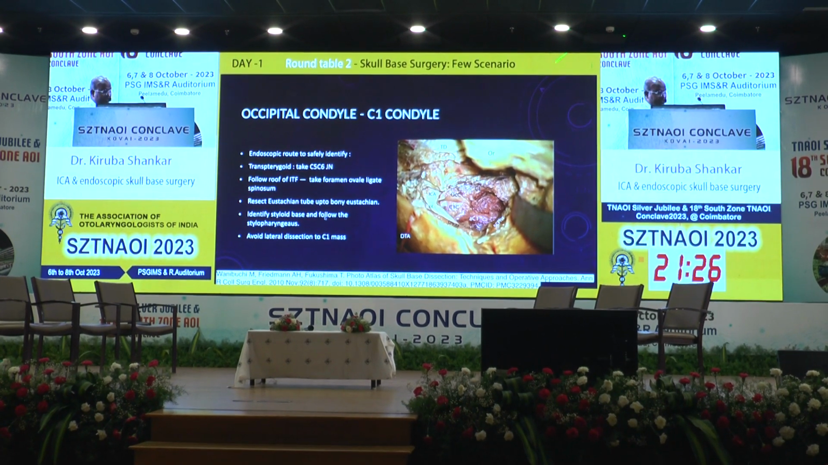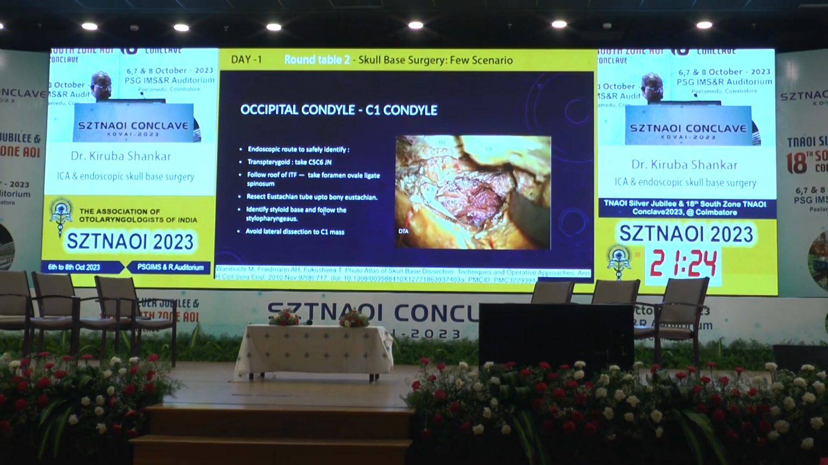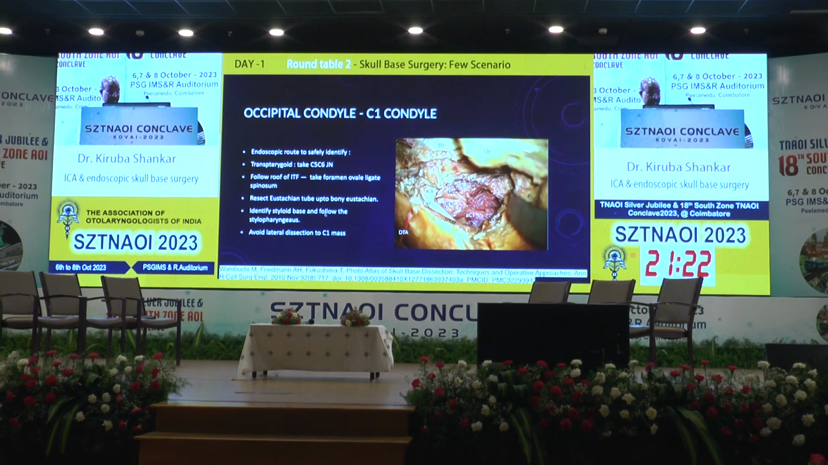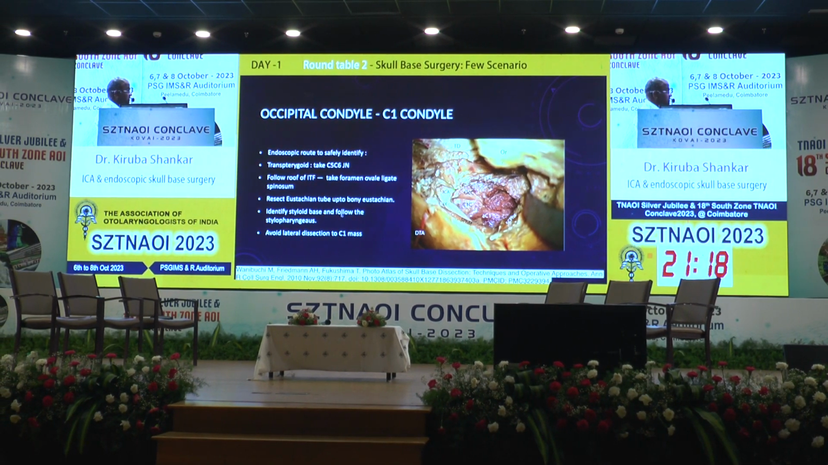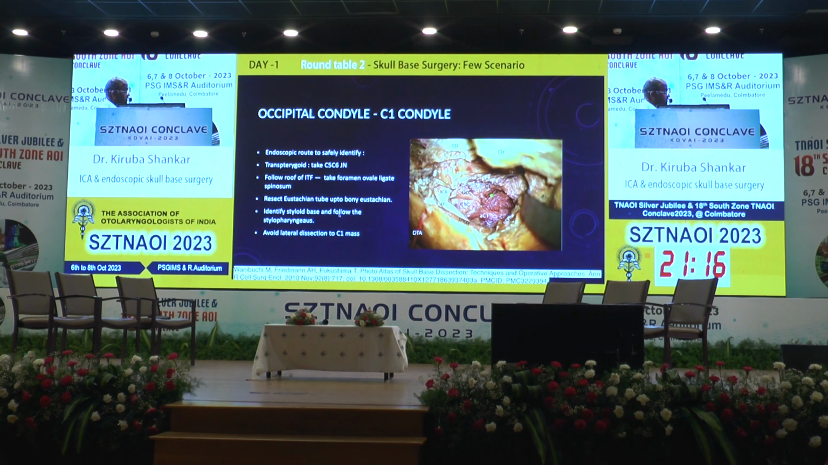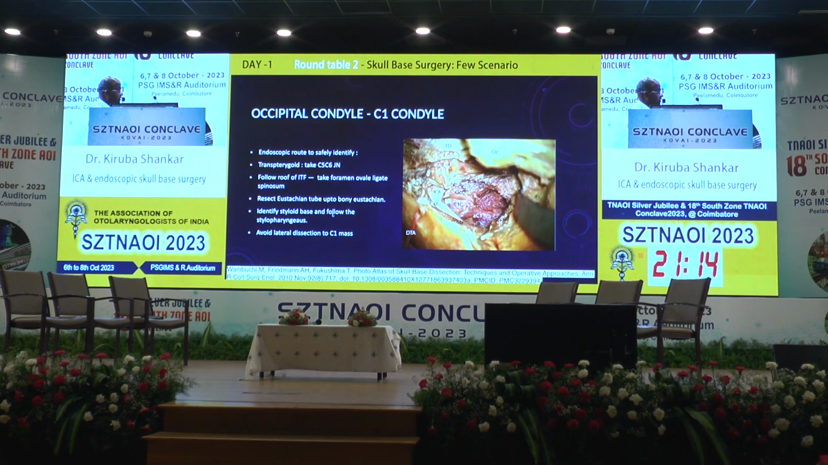The next landmark I look at is the occipital condyle and the C1 condyle. Where they meet, just laterally you will have the carotid artery. You can see here, this is the occipital condyle and this is C1. So when you come endoscopically, it is just lateral, and we usually don't encounter the carotid there by dissecting too much.